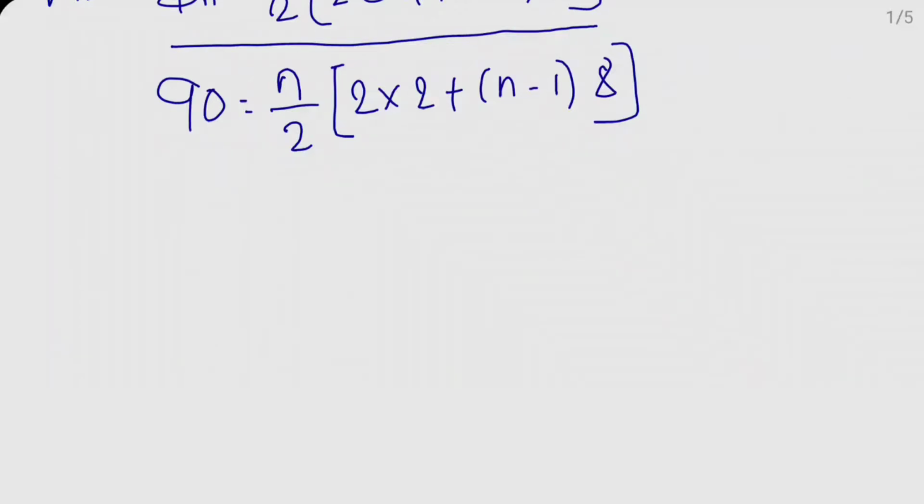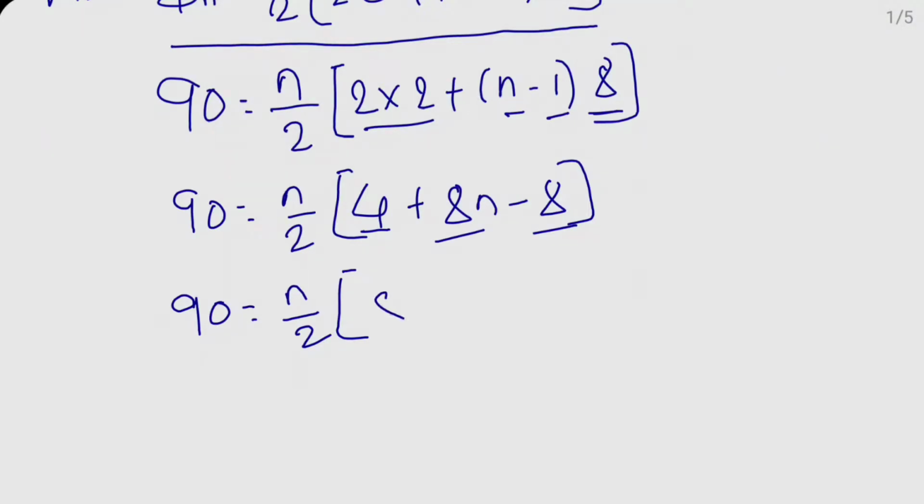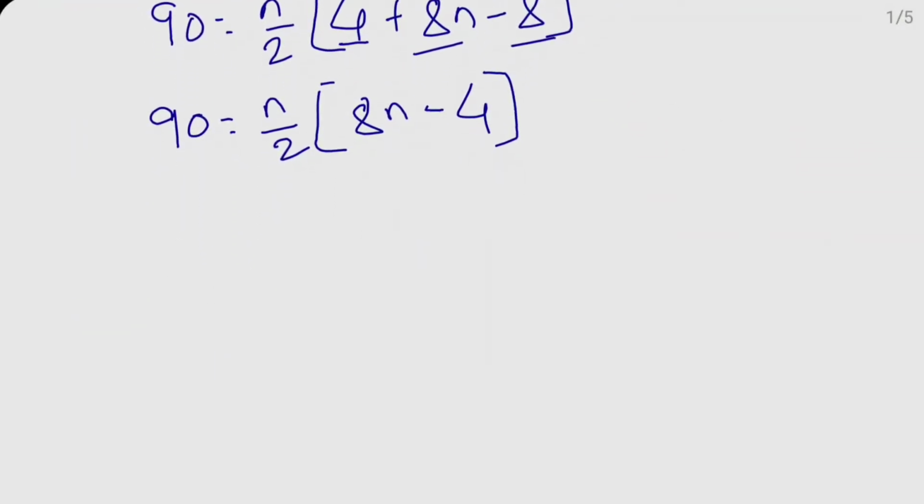So now here 90 as it is, n by 2 as it is, so 2 into 2 is 4 plus n into 8, 8n, and minus 1 into 8 is minus 8, right? So now here 90 equal to n by 2 into 4 minus 8 becomes minus 4, so here 8n minus 4. Any doubt here? And now here 90 equal to n by 2 as it is.